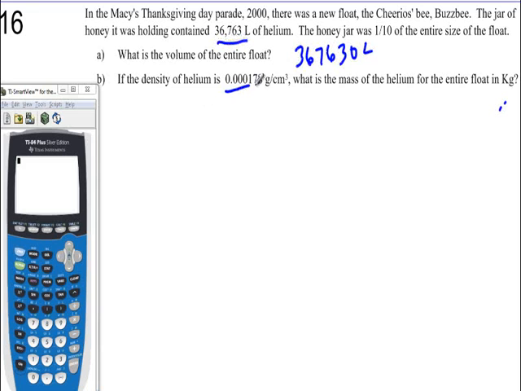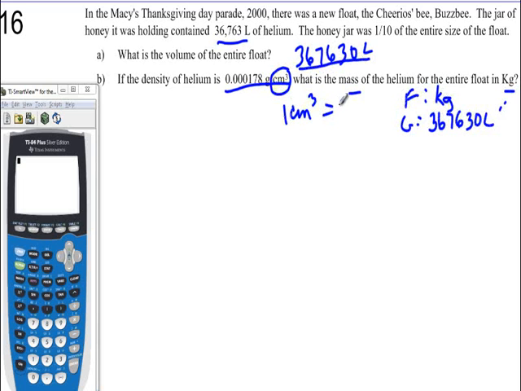Okay, so if the density of helium is this, we want to know the mass in kilograms. So we're trying to find kilograms, and my given is that I have this much volume, right? You want to find kilograms of what? It's a float that has this volume. Now, one thing we need to get clear is that 1 centimeter cubed is equal to 1 milliliter. That's an important concept, especially with density. We use it a lot. So I can replace grams per centimeter cubed here with grams per milliliter, and that means the same thing.